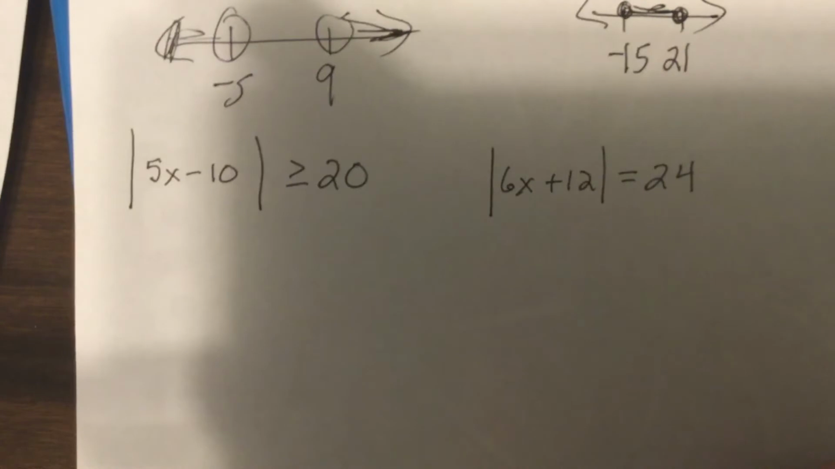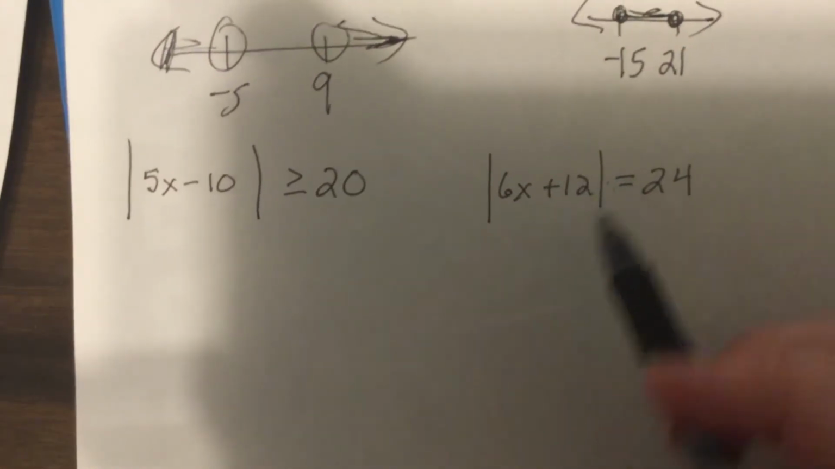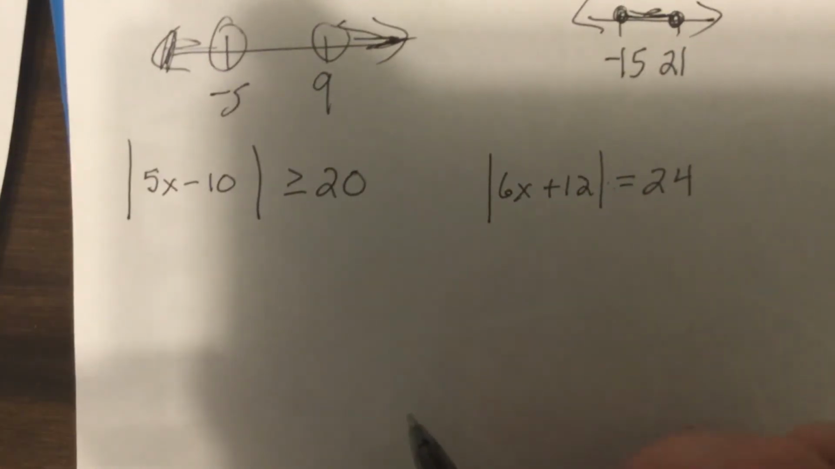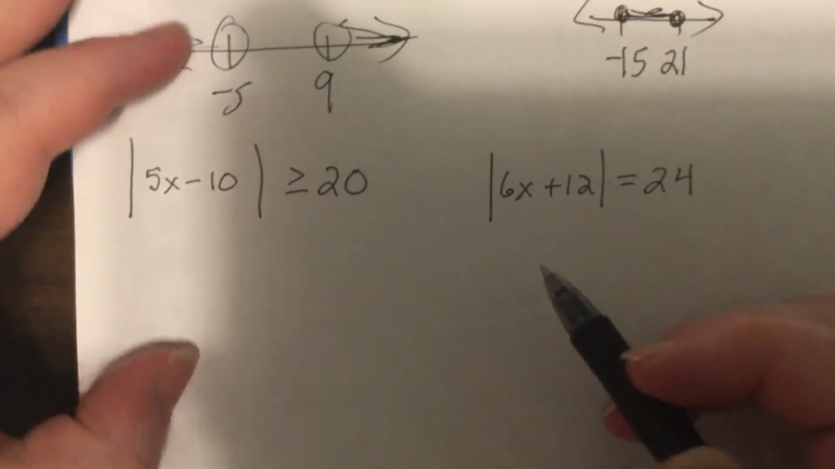Okay, 2 more problems. Go ahead and try it. This is tricky. It's just an equal. See if you can figure out what the graph would look like. Go ahead and then turn me back on.